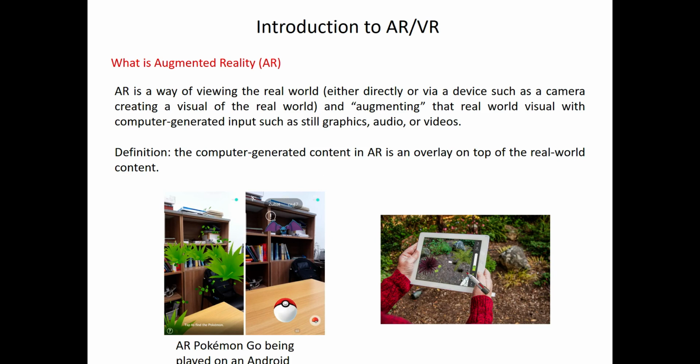That's what we call augmented reality. Now this additional information that we overlay is basically the computer generated input, and it can be simply graphics, or audio, or might be video, or whatever it is. So the strict definition of AR is that the computer generated content is an overlay on top of the real world content.